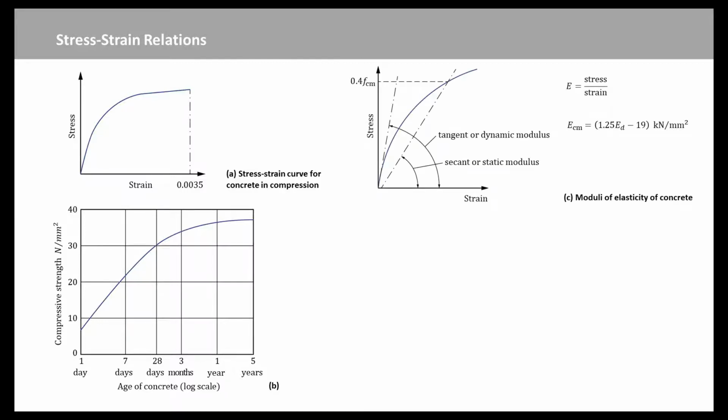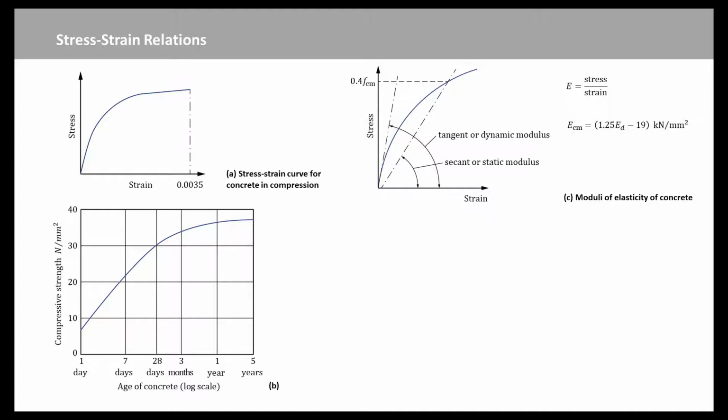It is seen from the stress-strain curve for concrete that, although elastic behavior may be assumed for stresses below about 1/3 of the ultimate compressive strength, this relationship is not truly linear. Consequently, it is necessary to define precisely what value is to be taken as the modulus of elasticity, E equal to stress over strain. A number of alternative definitions exist, but the most commonly adopted is E equal to Ecm, where Ecm is known as the secant or static modulus.